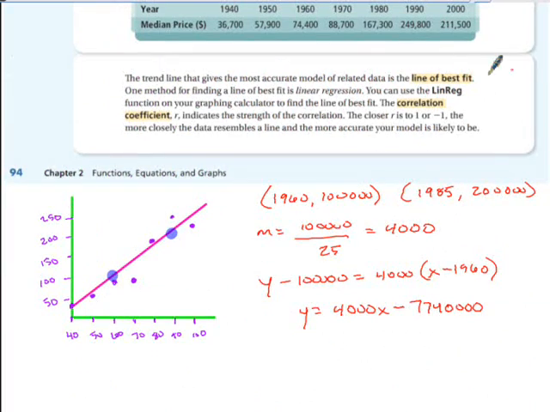The line of best fit is a trend line that is measured using a calculator. Okay, we can do this. The line of best fit is often found by a method called linear regression. Your calculator does it, whether you have a TI or a Casio. It'll find the linear regression. I'm going to show you the steps to do it.